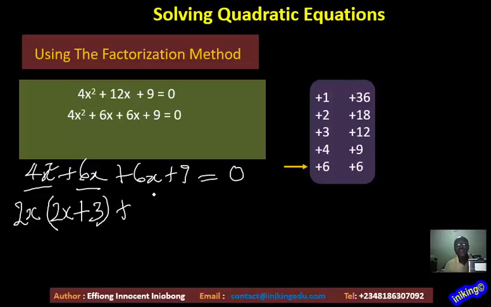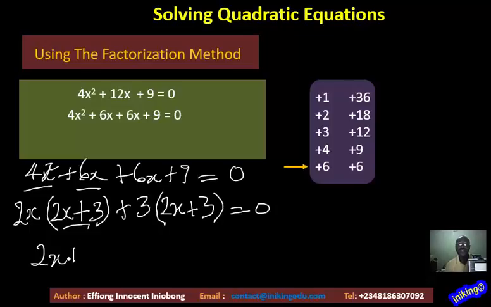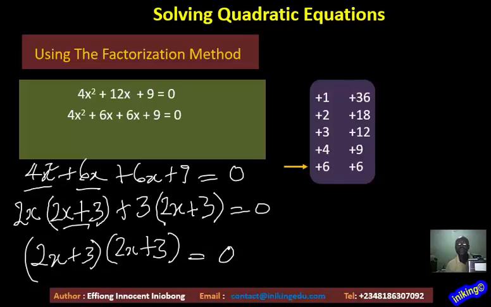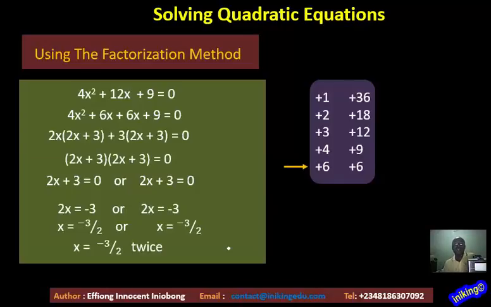6x plus 9. What is common? Between 6x and 9, you will agree 3 is the highest common factor there. So I bring 3 out. 6x divided by 3 will be 2x. And plus 9 divided by plus 3 will be plus 3. You can see 2x plus 3 is common. So bring it out. 2x plus 3 in both brackets. And then I fly in my 2x there and drop down my 3 equals to 0. Let's clean this a little bit.